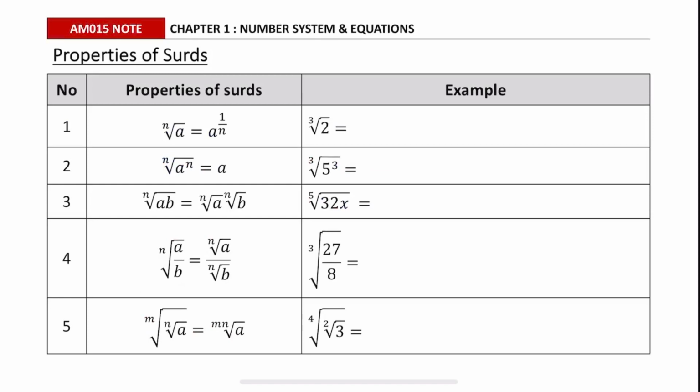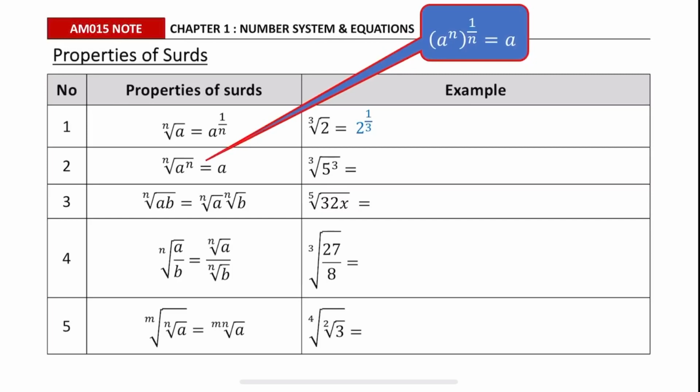The first property is nth root of a, which can be expressed as an index number, a to the power of 1 over n. For example, the cube root of 2 can be expressed as 2 to the power of 1 over 3. The second property is the nth root of a to the power of n is equal to a. This is because when the nth root is written as index, we can multiply the powers, which then become power of 1. The example is cube root of 5, cubed, is equal to 5.